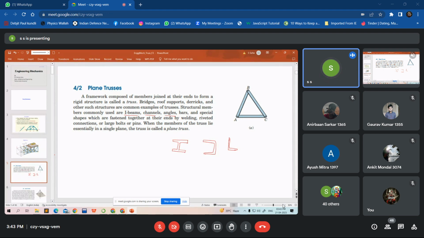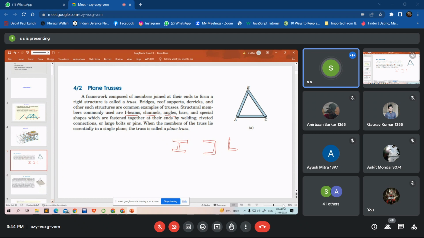And bars are bars, like TMT bars. These are just cylindrical structural elements. They serve various purposes, and TMT bars are basically used for reinforcement in concrete. So these are some structural components which are used in construction.